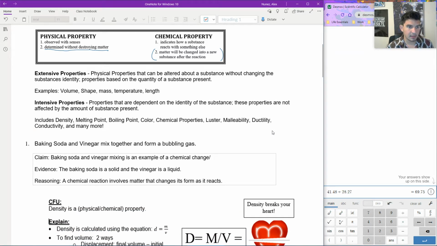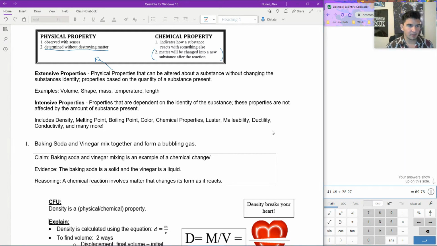Some of the other ways that we describe this is what are called extensive and intensive properties. Extensive are physical properties that can be altered without changing the substance's identity. So for example, volume is an example where I can measure the volume of this calculator, and I don't have to destroy it in order to do that. I would just get a ruler and check it out. I can tell you about the shape. I can tell you about its mass. I can tell you the temperature, if I had a thermometer. I could tell you the length.